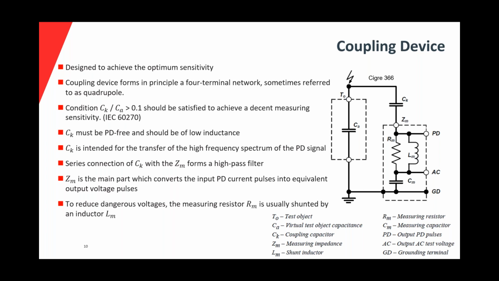As we mentioned, the measuring impedance is the main part which converts the input PD current pulses into equivalent output voltage pulses, which can then be measured by the system, the equipment. To reduce the dangerous voltages, the measuring resistor RM is usually shunted by inductor LM.